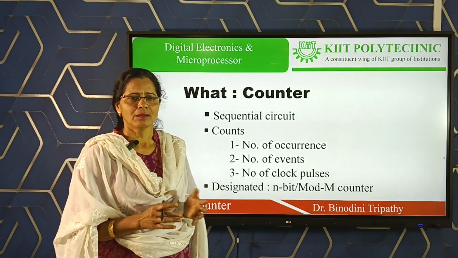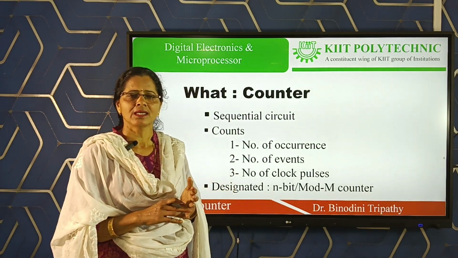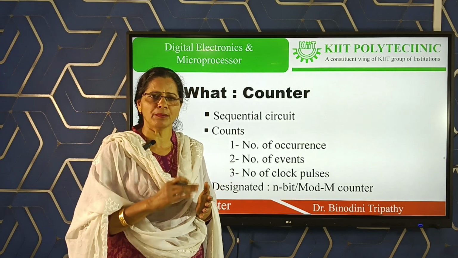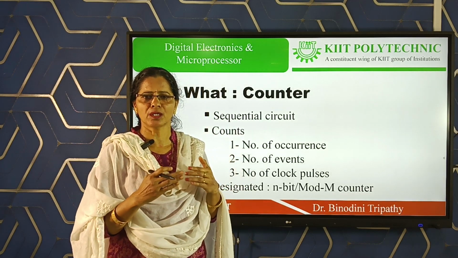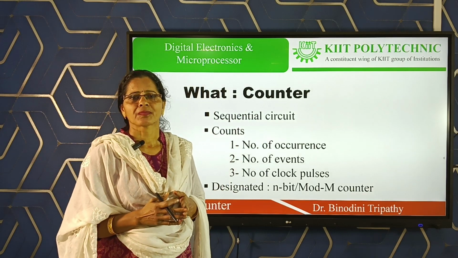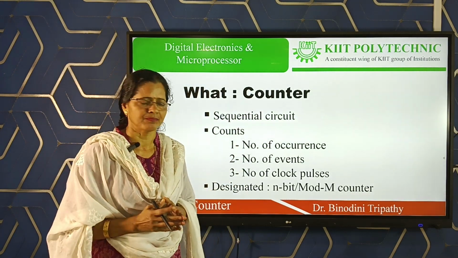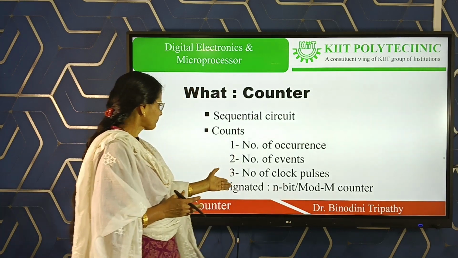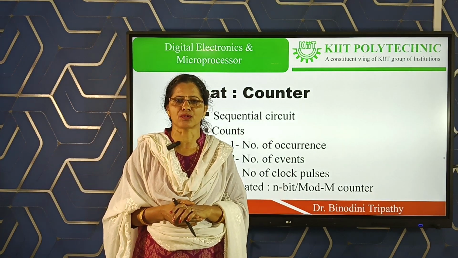So now clear? First of all it is a digital device, then it is a sequential type of digital device, third it is used for counting purposes, and fourth, which type of count? Counting the number of occurrences of an event, or the number of clock pulses of a signal, or any number of sequences we can count by this device. Next, we already know the meaning of counter, but how do we designate a counter?